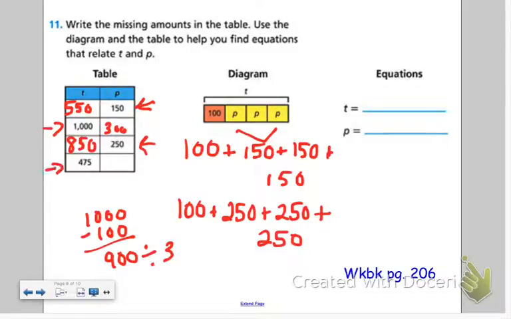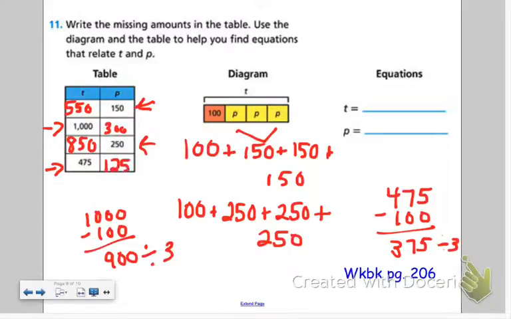And then for this one, let's see, it looks like my total is 475. So if I'm starting with 475 as my total cost, I'm going to take out the $100 that I would put down, and that would give me 375. And then I'm going to take that 375 and break it up into 3 equal payments, so I'm going to divide by 3, and that's going to give me 125.